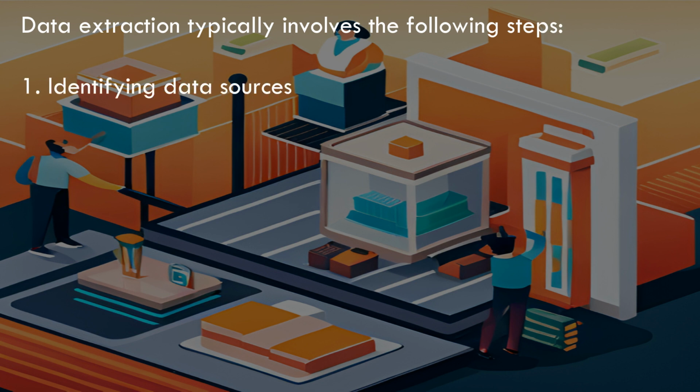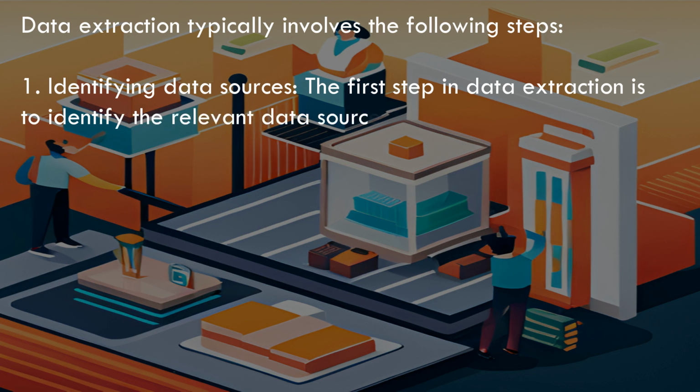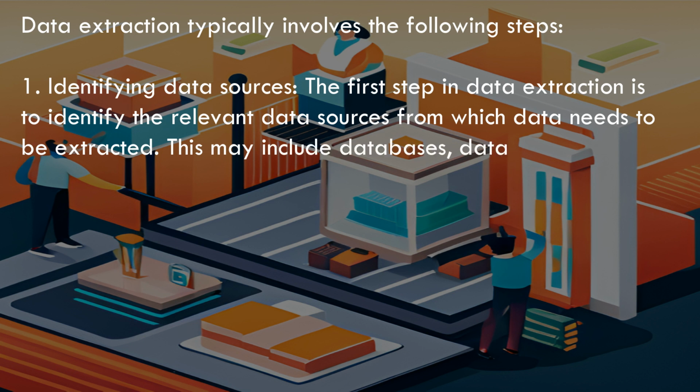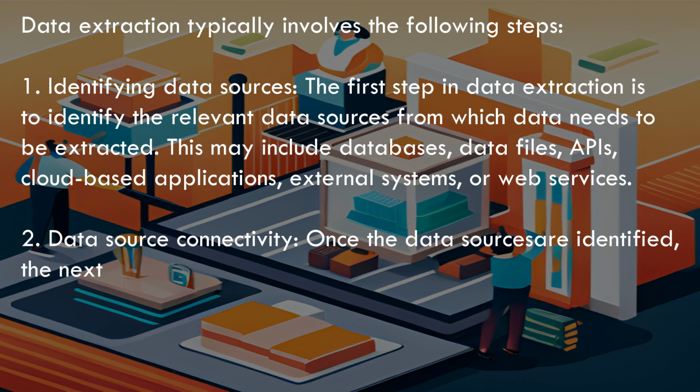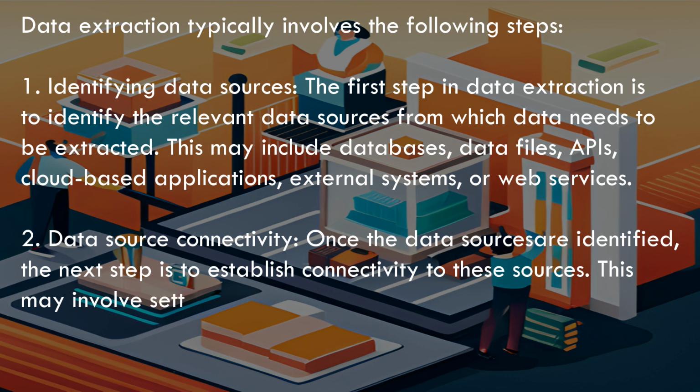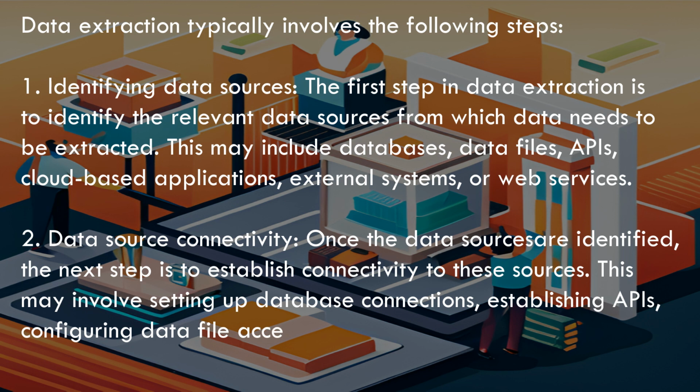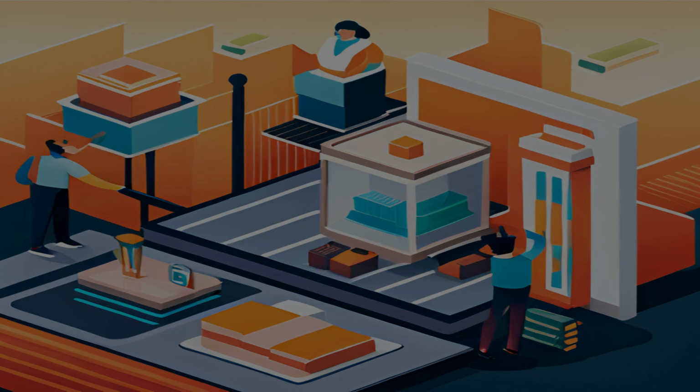1. Identifying data sources. The first step in data extraction is to identify the relevant data sources from which data needs to be extracted. This may include databases, data files, APIs, cloud-based applications, external systems, or web services. 2. Data source connectivity. Once the data sources are identified, the next step is to establish connectivity to these sources. This may involve setting up database connections, establishing APIs, configuring data file access, or connecting to external systems or web services.